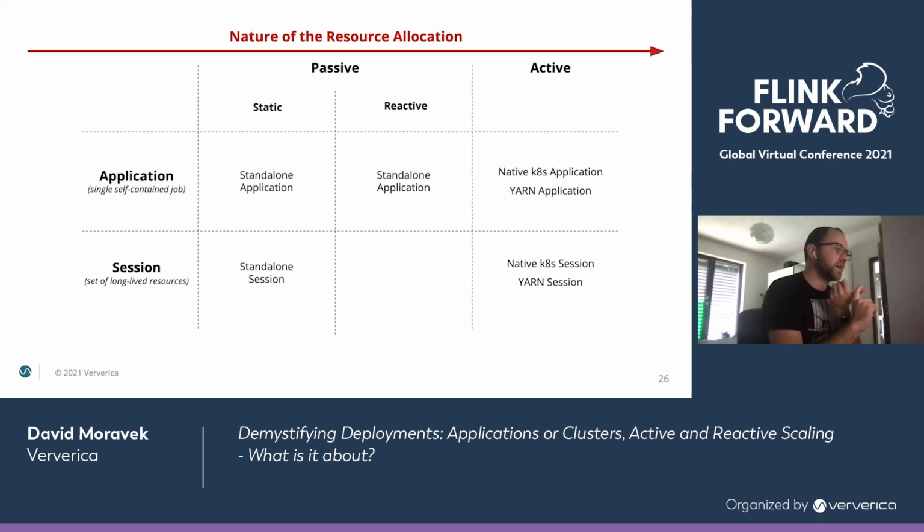Also for passive, you can distinguish between how you make use of the newly available resources. Either you can use them statically. This means you just decide upfront how many resources your job needs, and you cannot change that later on. Or there is this reactive mode that can automatically leverage any newly available resources that pop up.